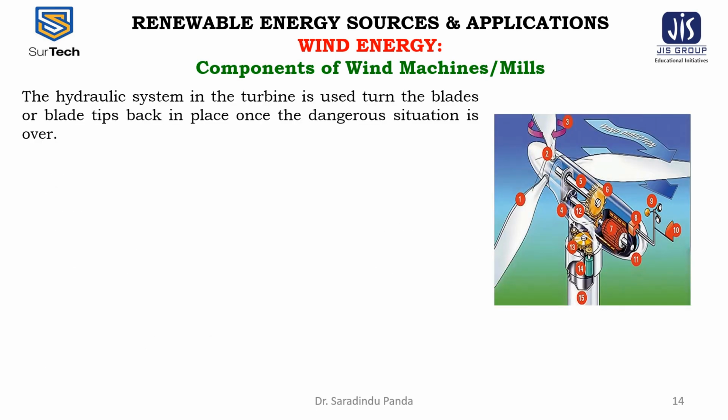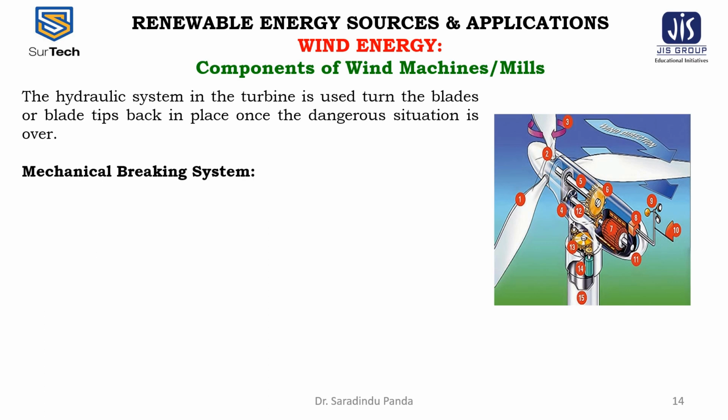The hydraulic system in the turbine is used to turn the blades or blade tips back in place once the dangerous situation is over. Experience has proved that the aerodynamic braking systems are extremely safe. They will stop the turbine in a matter of a couple of rotations at the most. In addition, they offer a very gentle way of braking the turbine without any major stress, tear, and wear on the tower and the machinery. The normal way of stopping a modern turbine is therefore to use the aerodynamic braking system.